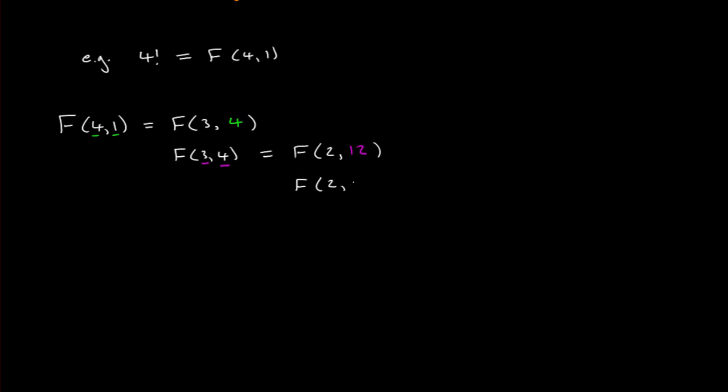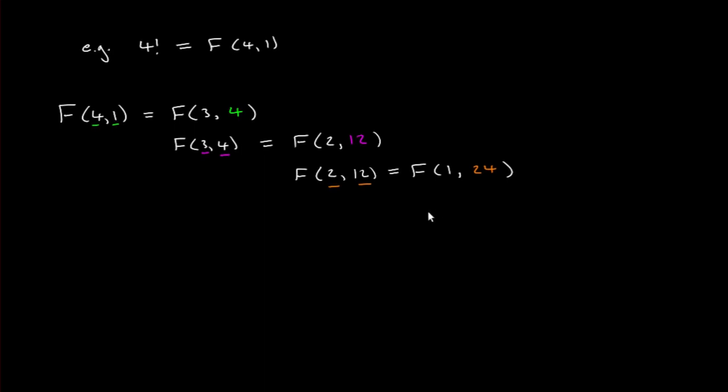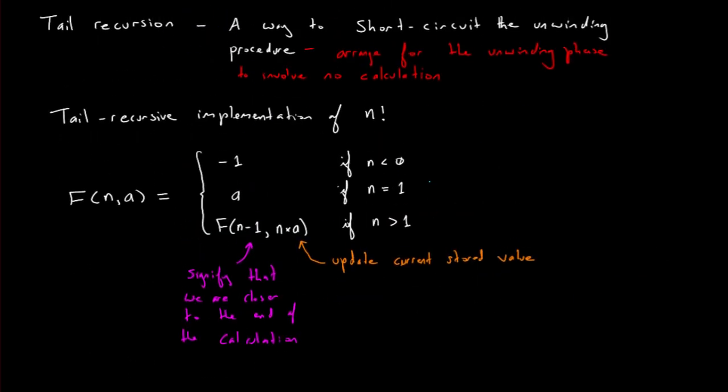What's f of 2 and 12? Again, we reduce n by 1, so 2 minus 1 is 1. And here we put the product of n and a, so 2 times 12 is 24. Hopefully a number that we recognize by now. Essentially we're done, because f of 1 and 24, that's the base case. So we've whittled it all the way down. This is the base case.